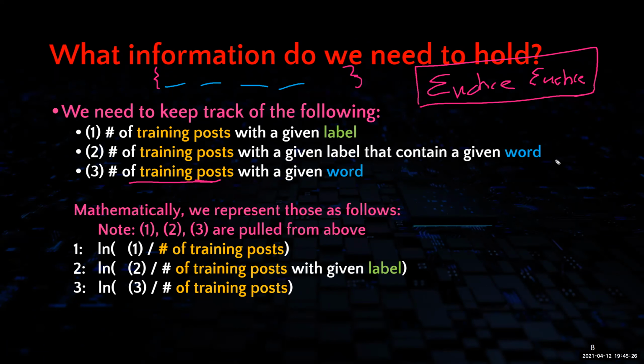What it does impact is this probability right here, the number of training posts given a word. You don't want to double count here. The reason why removing this duplicate is important is because if you were to count this twice, you would say 2 training posts contain this word euchre, which is wrong because we were only analyzing 1 post right here.